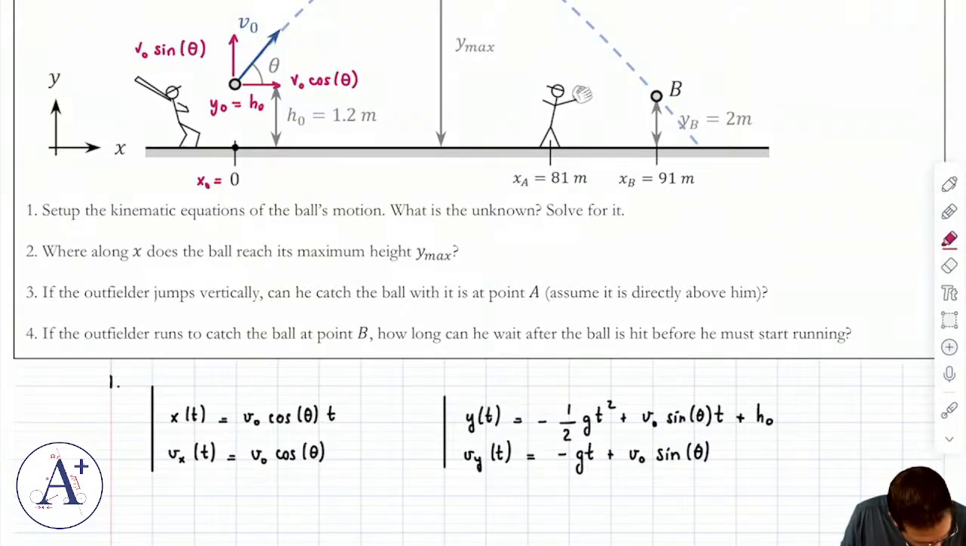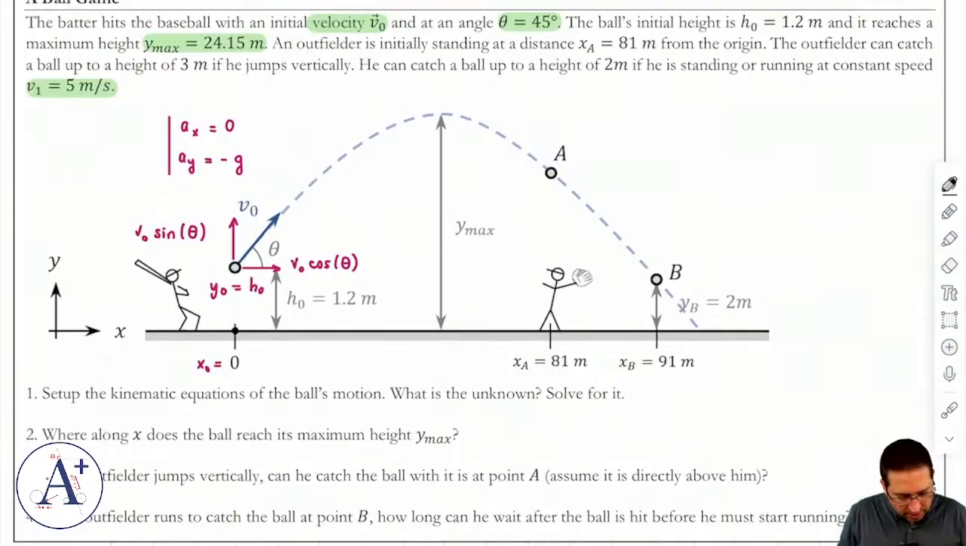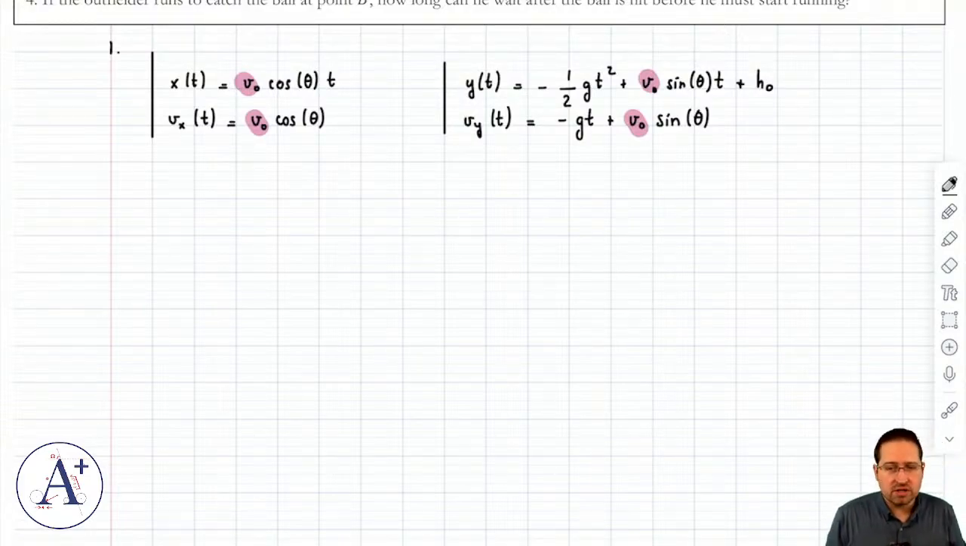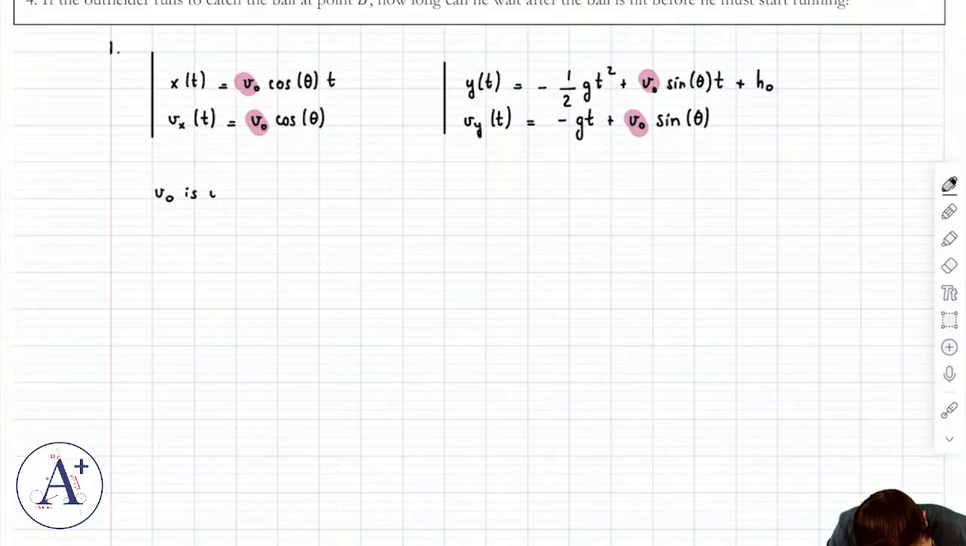What is my unknown? Well, my unknown is V0. However, even though it's my unknown, note that it did not prevent me from writing V0 in the equations. I just need to figure out what V0 is, and I can do that by using the fact that I know Y max. But I would still use V0 in my equations. I would try to figure out how to use the extra information given to find V0, and once I have V0, I can go ahead and use these equations moving forward. All right, so V0 is unknown, and we want to solve for it.